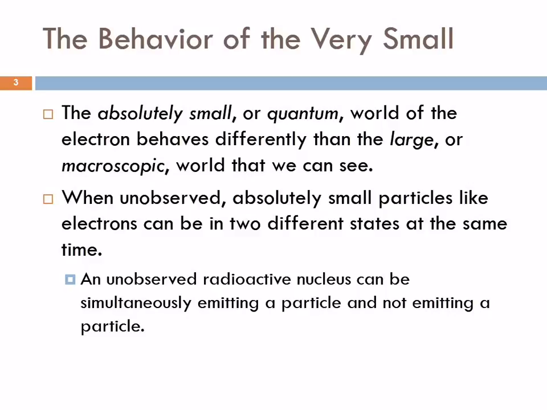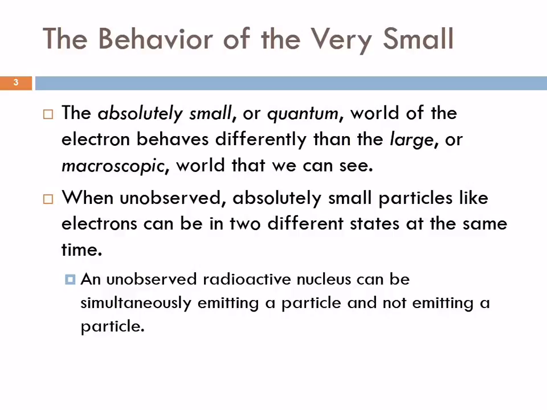When unobserved, absolutely small particles like electrons can be in two different states at the same time. This does not mean California and Nevada. Two different states of being at the same time. This is a very disturbing concept.